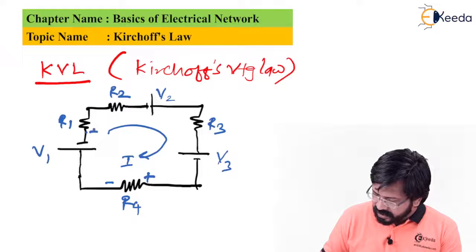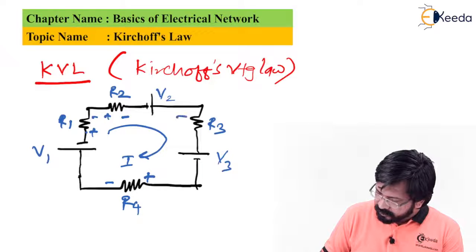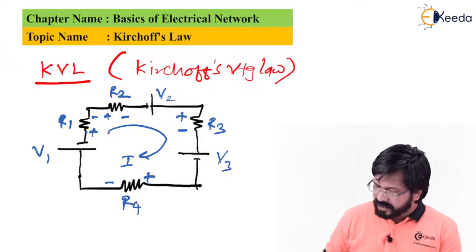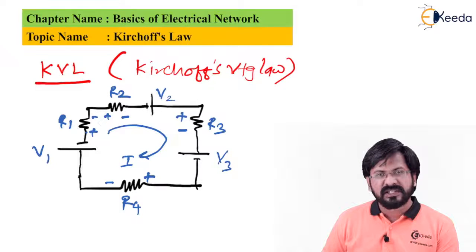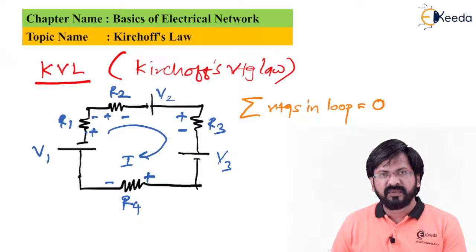Entering R1 at this point it is plus. Leaving R1 at this point it is negative. So according to that, mark the polarities across all the resistors there. According to KVL, the summation of all the voltages in a particular loop equals 0. Let us now apply KVL.